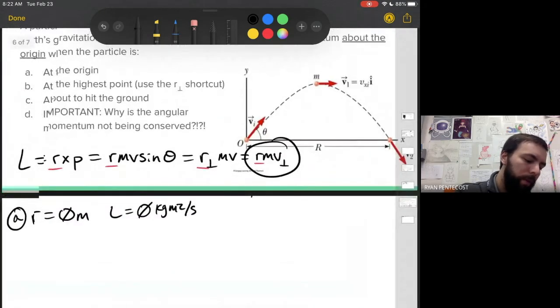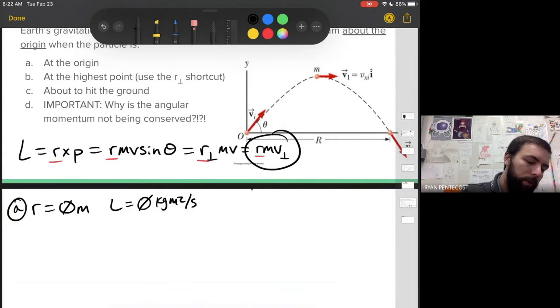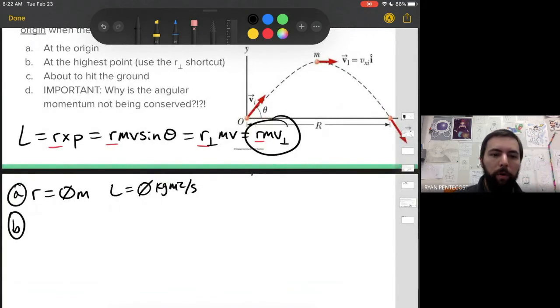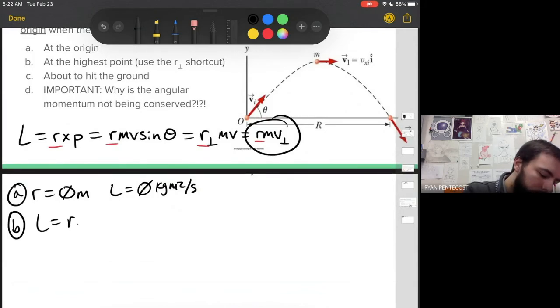All right, now part B, at its highest point. So we're going to use the perpendicular shortcut. For part B, we're going to use L equals R perpendicular MV, and I labeled this VB.